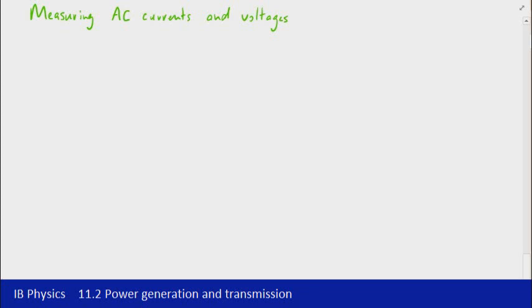Now that we know how to generate an alternating EMF, we're going to look at how we actually measure the voltage or the current of an EMF that is alternating. And it's a bit of a tricky situation, given that measuring current or voltage of an alternating source is somewhat difficult. And the reason for that is that the current or the EMF or the voltage is going to be constantly changing over the cycle.